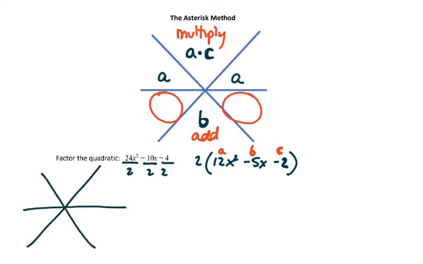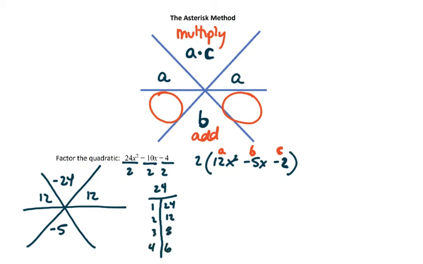If I draw my asterisk, I put a times c up top, which is negative 24. I put a in the sides, which is 12. And I put b in the bottom, which is negative 5. And our goal, again, is to see what two numbers multiply to get negative 24 and add up to negative 5. The easiest way for me, if I don't just know this off the top of my head, I list the factors. I'll do 1 and 24, 2 and 12, 3 and 8, 4 and 6.